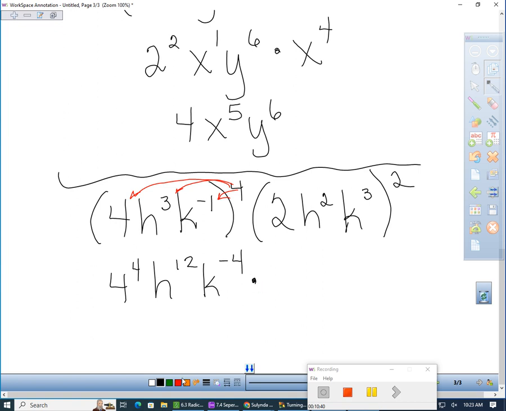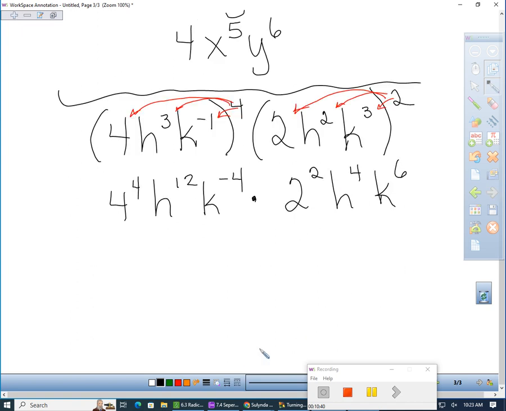Times by. Over here, we're going to do the same thing. This 2 goes to the 2, goes to h squared, and it goes to k to the 3rd. So I start off with 2 to the 2nd. I keep my base and multiply my exponents. It's h to the what? Good. Then I have k, keep my base, k to the 6th. Excellent.